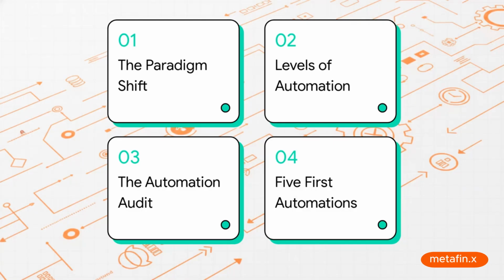So, here's our game plan for today. We'll start by breaking down the core paradigm shift, then move into the 3 distinct levels of automation, walk through a quick automation audit, and finally wrap up with the exact 5 automations you need to build first.